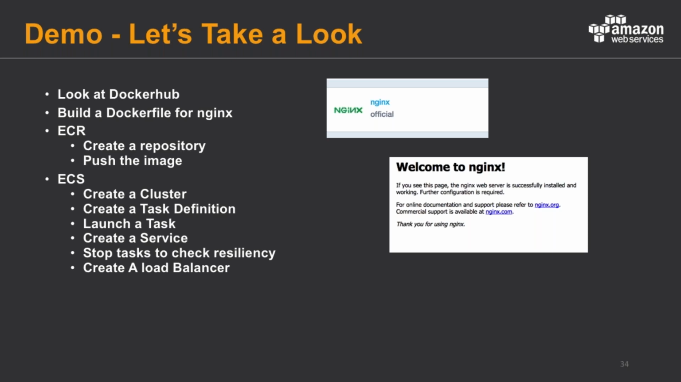So what we'll do first is we'll have a look at Docker Hub. We'll build a Docker file for Nginx. We'll open ECR, create a repository, push an image to that repository. Then we'll jump over to ECS, create a cluster, create a task definition, launch a task, we'll create a service, and then we'll stop some tasks to check the resiliency and create a load balancer. So just give me a moment and I'll bring that up.